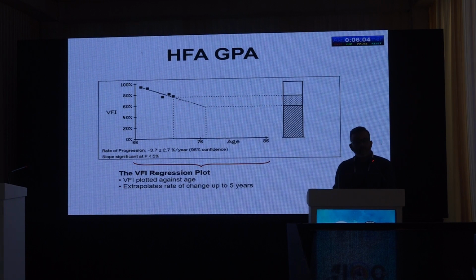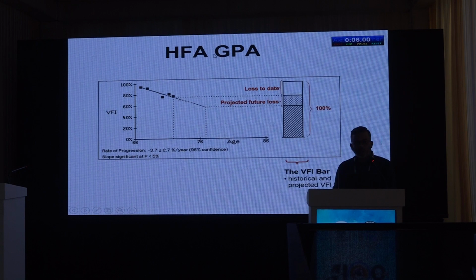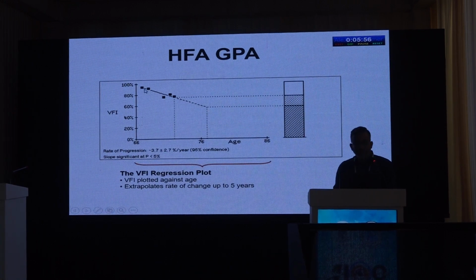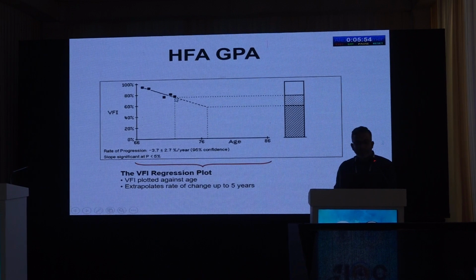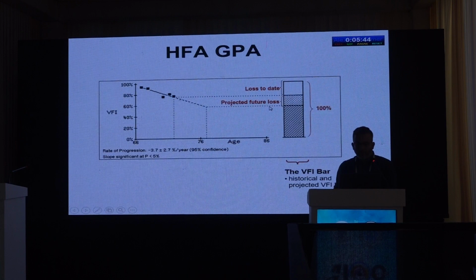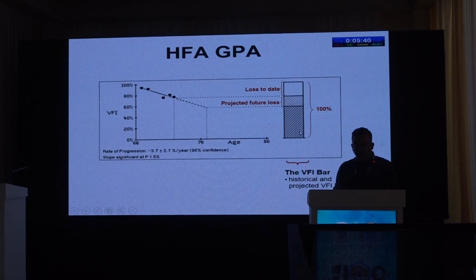The visual field, when you serially analyze, the machine has the software GPA, glaucoma progression analysis, wherein there is a regression plot that is drawn. This was the first field of the patient, this is the latest field. So a regression plot is drawn. It gives you the loss till date, projected future loss in X number of years, and how much of the field can be lost.